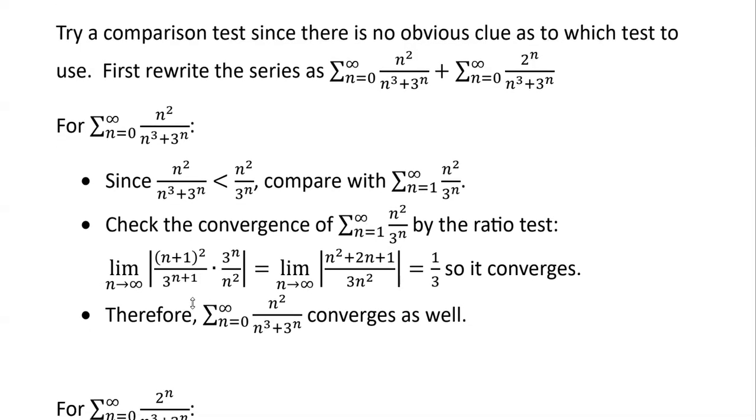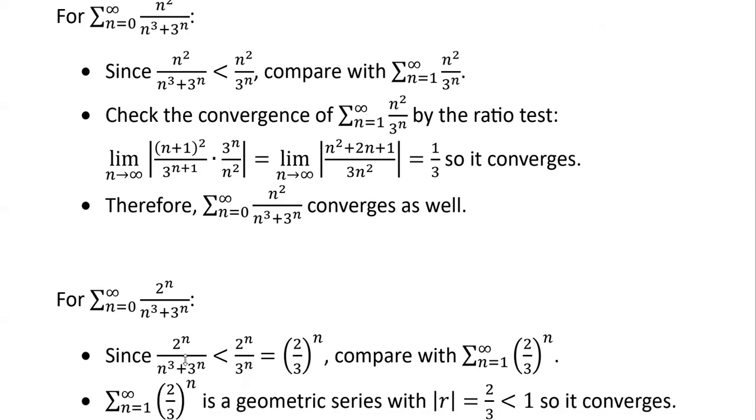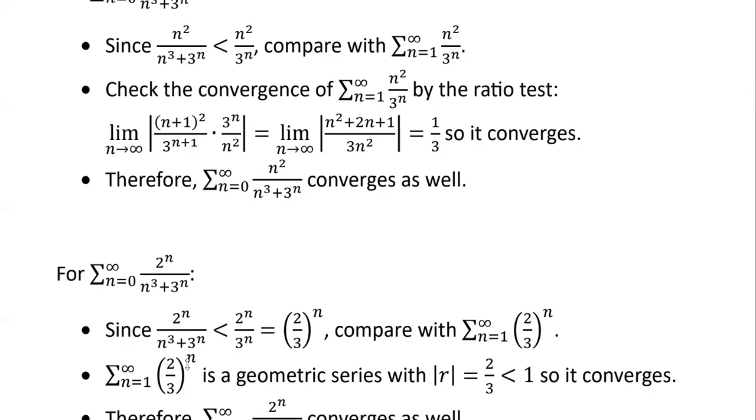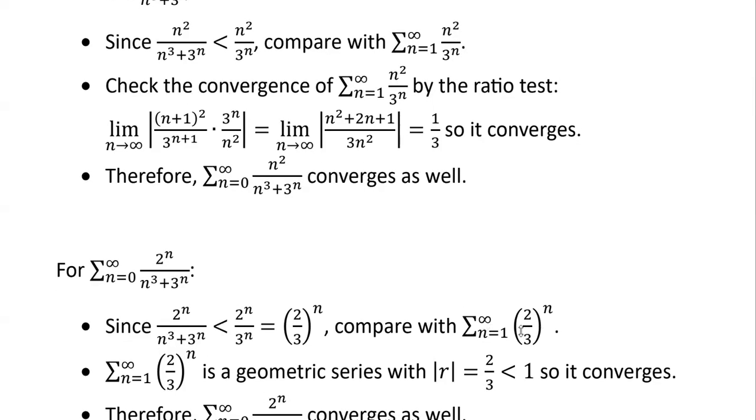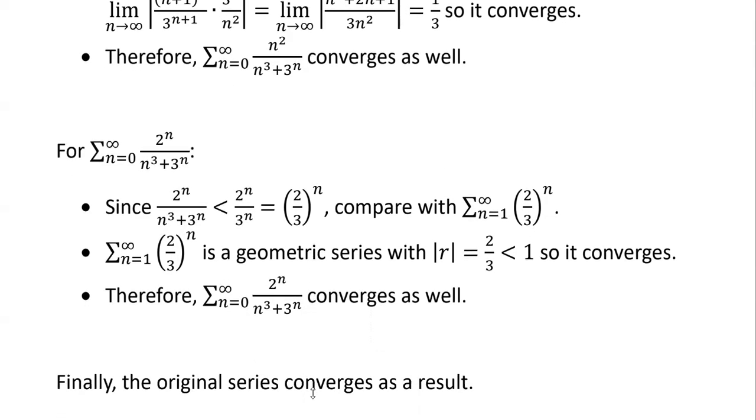Now let's go through the other piece. What can we compare it with? Well, we can say that this is less than 2 to the n over 3 to the n, which we write as (2/3) to the n power. Why is that? Well, we're dividing by more on the left-hand side. Does this series converge or diverge? It converges, because it's a geometric series with r equals 2/3, and that's less than 1. So since the two pieces converge, the original series converges as a result.